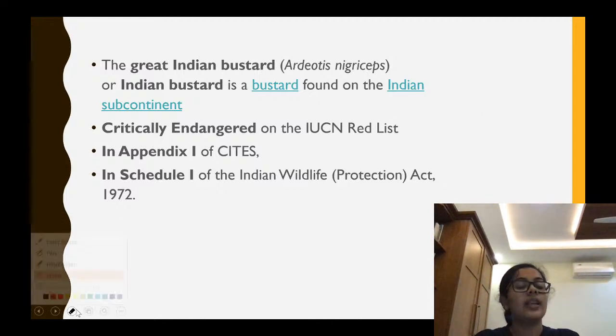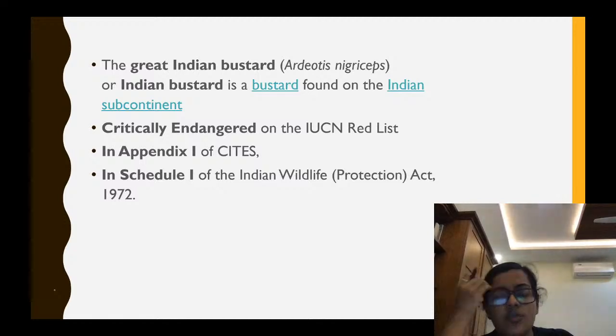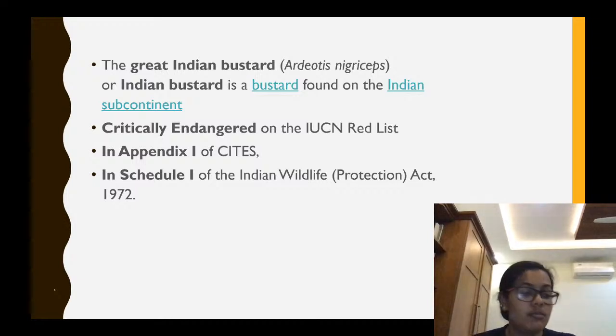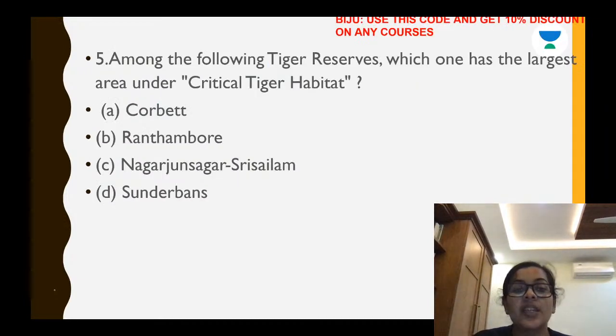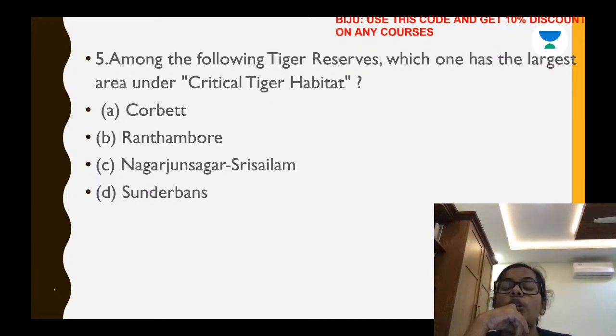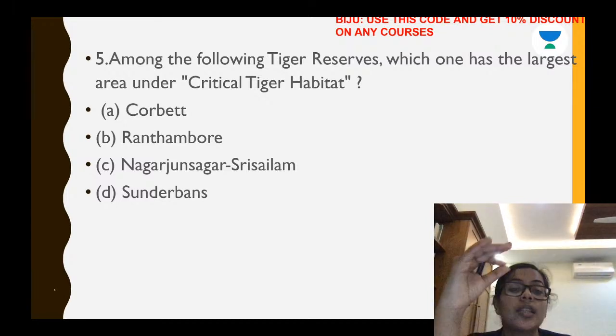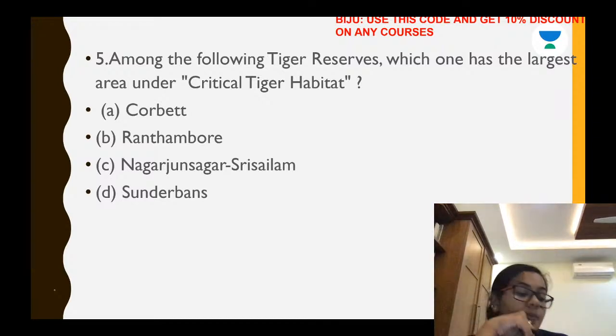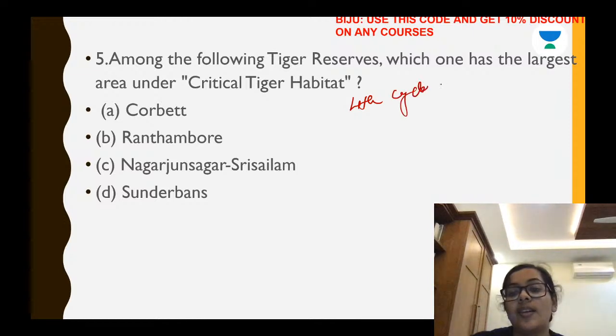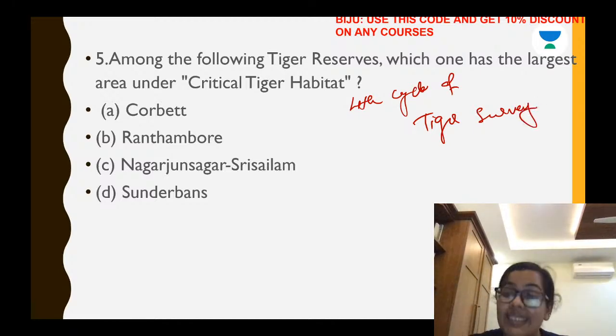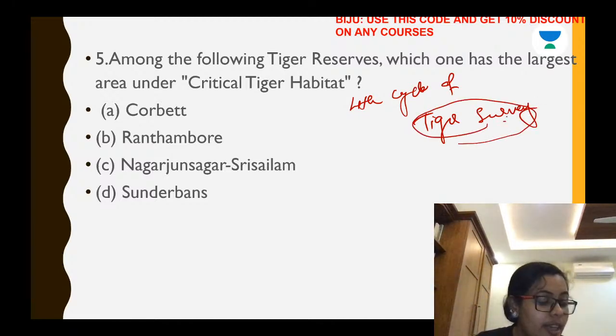Those who have attended the session know this was the most expected environment question, like a bumper. Just 15 questions from 35, not a bad deal. Among the following tiger reserves, which one has the largest area under critical tiger habitat? The question was from the fourth cycle of tiger survey. We already went through it, and we got a direct question.